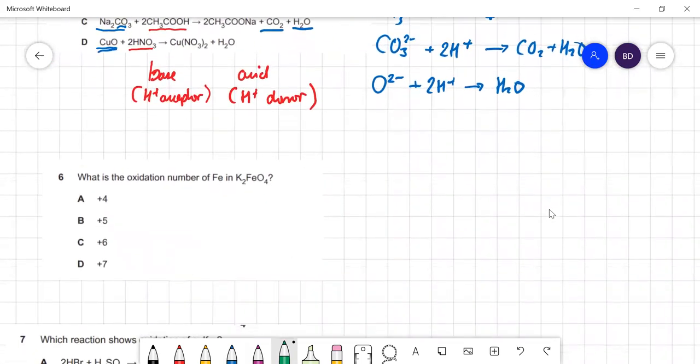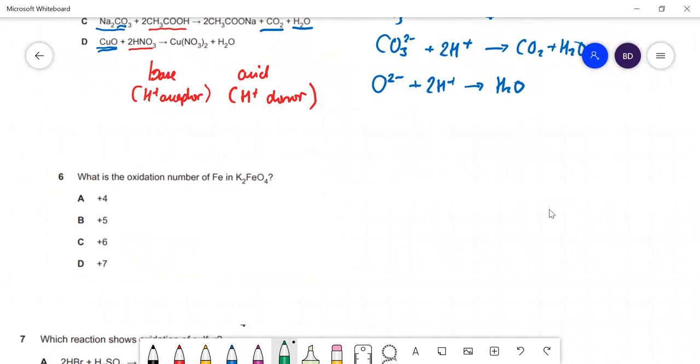Right, this is about oxidation numbers. In potassium FeO4, this compound here, which won't be familiar to you, potassium is group 1, so it always forms a K plus ion. So that means in this ionic substance, that ion, the ferrate ion, must have a charge of -2.